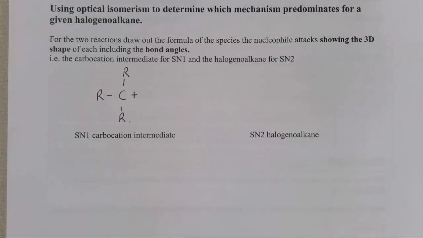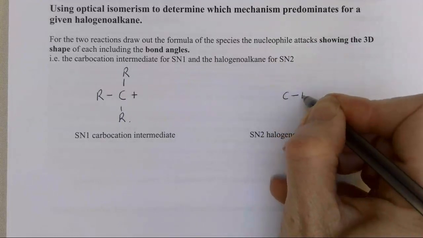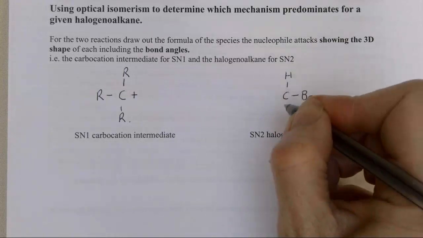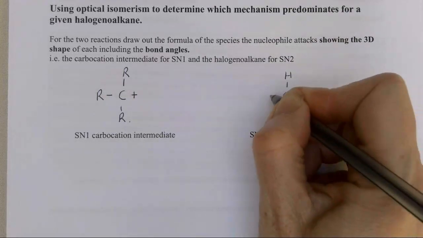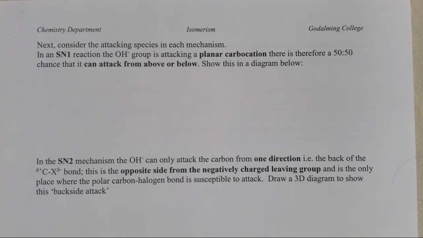In the SN2 mechanism, it's the starting halogenoalkane that's being attacked, and again I'm just using bromoalkane as an example with an R group here indicating that it's a primary halogenoalkane. Okay, so we're going to look at the attacking species in each of the mechanisms.